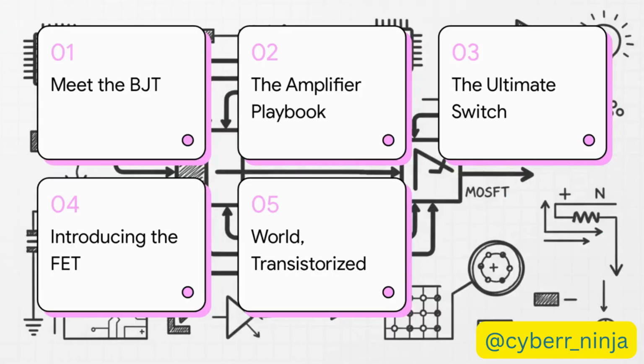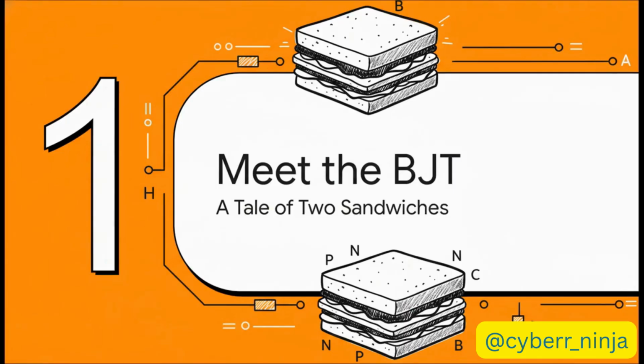So, what's our game plan? First, we're going to meet the original gangster, the BJT. Then we'll check out its playbook for making signals bigger. After that, we'll see how it becomes the ultimate on-off switch. Then, we'll meet its slick, more modern cousin, the FET. And finally, we'll see how these little things completely took over the world. Okay, let's get right to it.